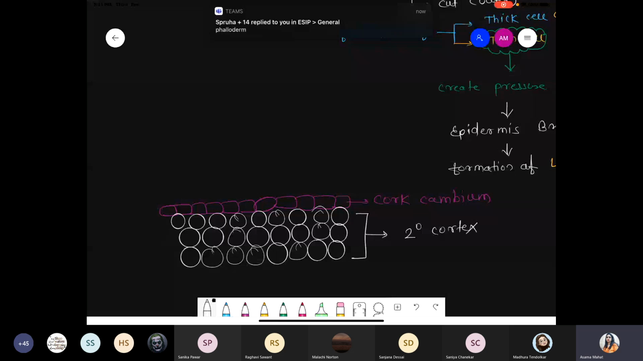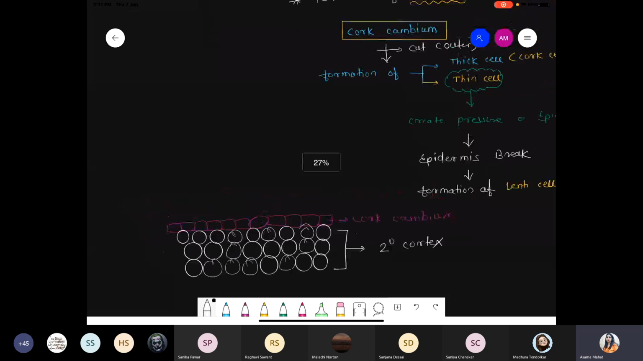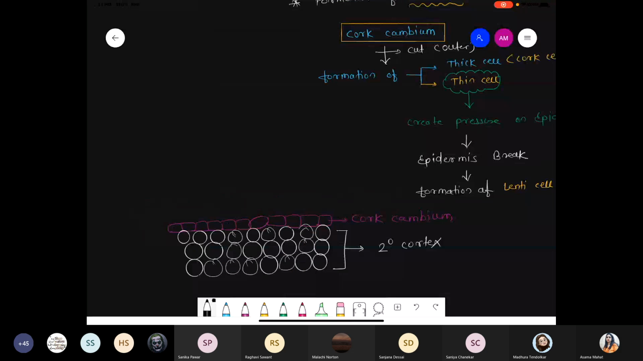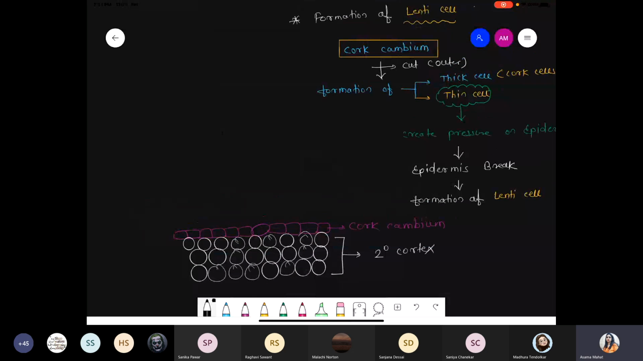Very good. Okay. Now we discuss the cork cambium cutting toward the outer side, and once it cuts toward the outer side, two different types of cells get formed. Thick cells called cork cells and thin cells. So just quickly we draw. I am taking some outline. We have to draw it a little in a dome shape, like this. So there is a formation of another cell toward the outer side.